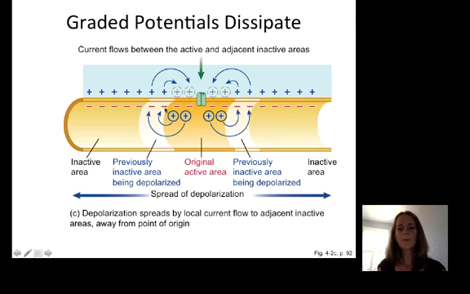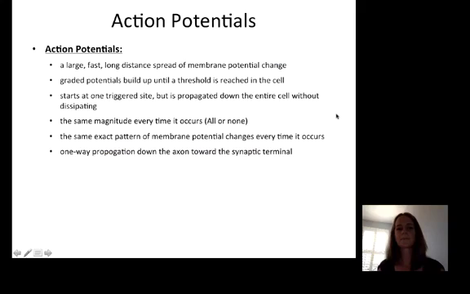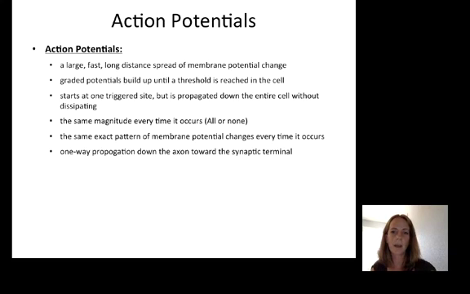Graded potentials will only activate small areas of membrane. They're not going to travel all the way down. So you'll see them change just local areas, but you won't see them triggering a domino of events like we will see when we do the action potentials. Okay, now the action potential is the important signal. This is a large, fast, long-distance spread of membrane potential change. They will build up from graded potentials.